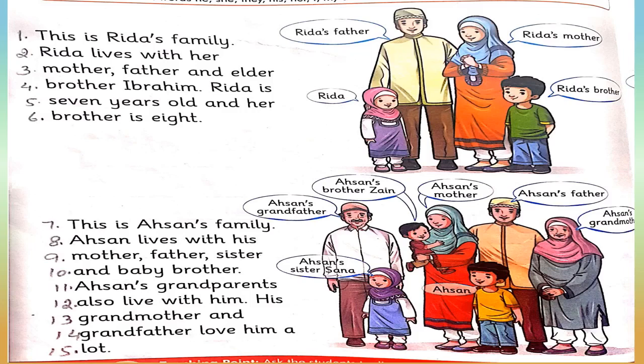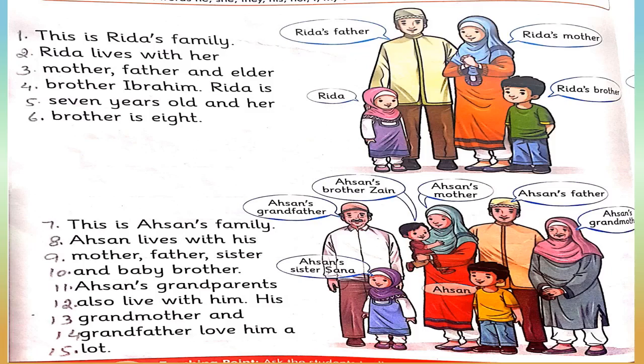Line number 7: this is Ehsan's family, means family of Ehsan. Line number 8: Ehsan lives with his mother, father, sister, and baby brother. Line number 11: Ehsan's grandparents also live with him. Grandparents means father or mother of your father and mother, father or mother of your parents. They are our grandparents.